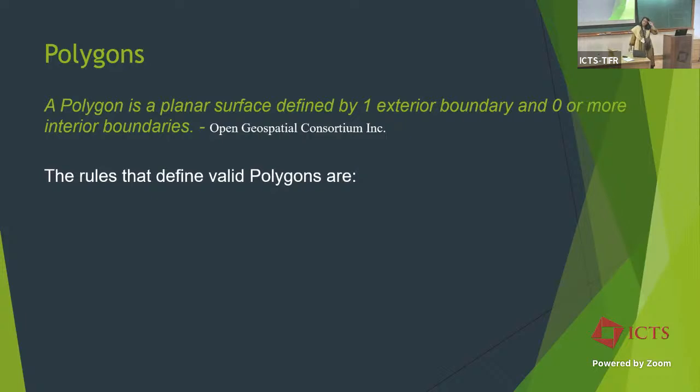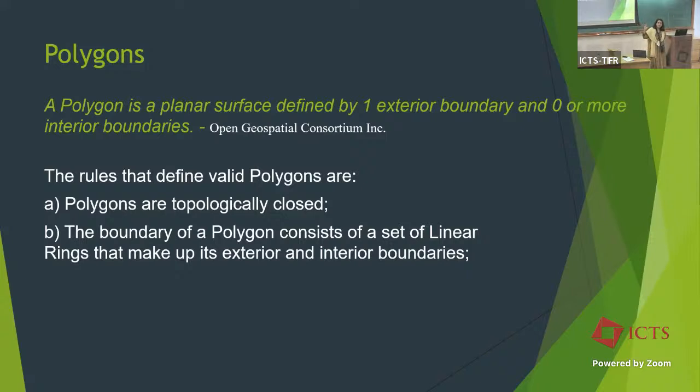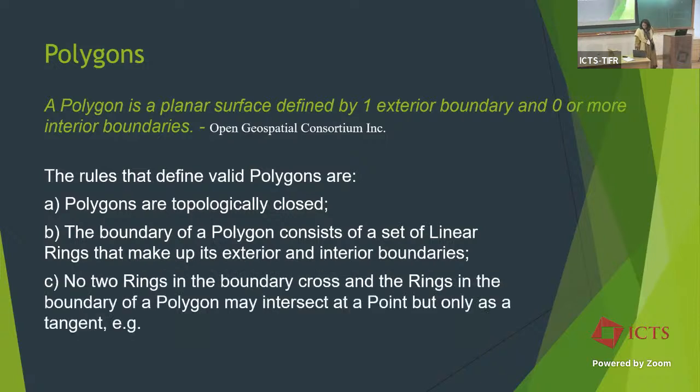Now I mentioned that there are rules that define the relationships between these geographic features. With regard to polygons, the rules that define valid polygons are that they are topologically closed. When I use the word topology, I am just talking about the relationship between points, lines, and polygons, right? Topology is just the spatial relationship between two things. Polygons are topologically closed. The boundary of a polygon consists of a set of linear rings that make up its exterior as well as interior boundaries. And no two rings in the boundary cross. The rings in the boundary of a polygon may intersect at a point, but only as a tangent. Okay, so this is an example of topological rules, okay?